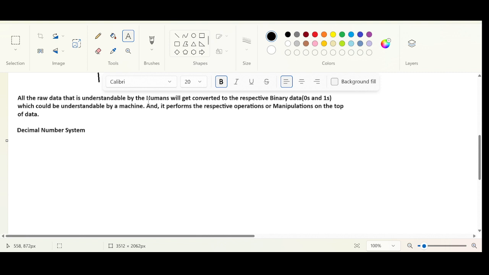So the decimal number system is the one human beings can understand. We perform real-time calculations by using the decimal number system. Because if you go to the supermarket and try to calculate things using the binary number system, the accountant in the supermarket will look at us weirdly, right? They don't understand binary, they understand only decimal.